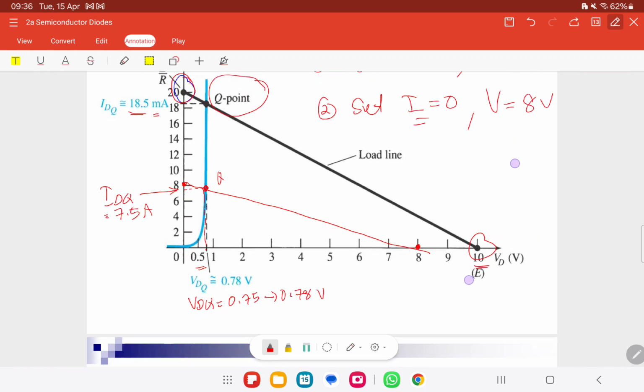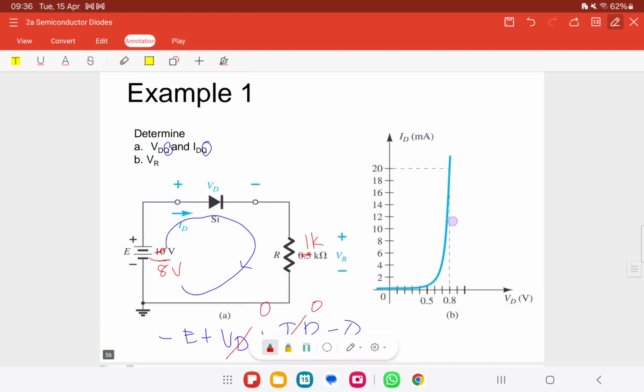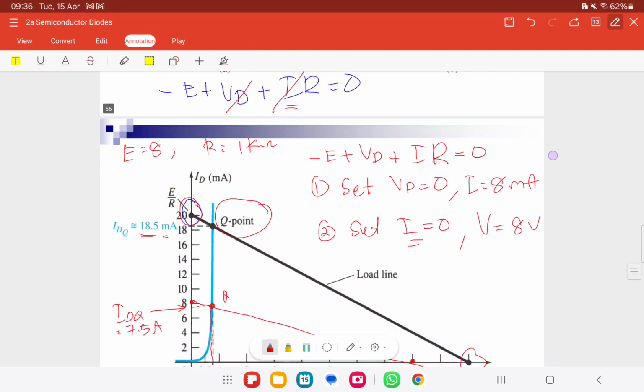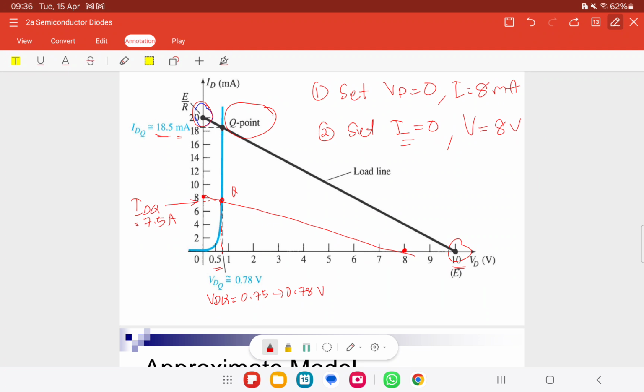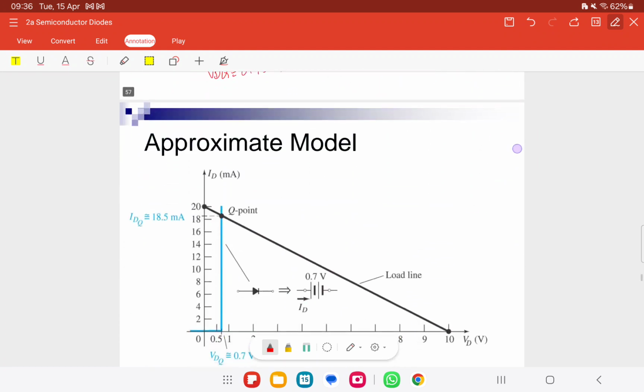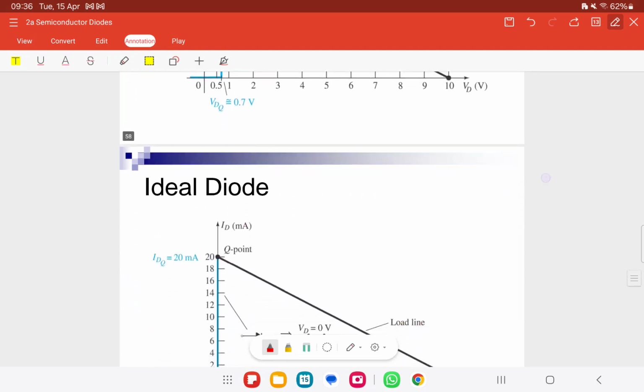Okay. So this is how to get the IDQ, VDQ. And for the second question, nak dapatkan VR. Once dah dapat the I, you boleh dapat the VR lah. Okay. Alright. So it is very important for us untuk dapatkan the best Q point. Okay, Q point is the best point where the diode can be operate. Okay.